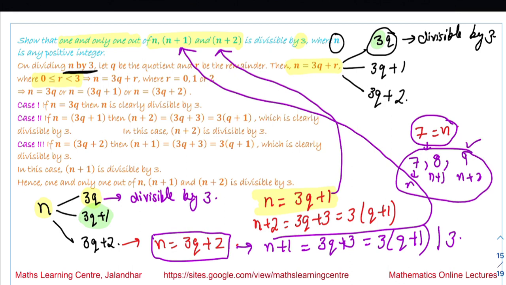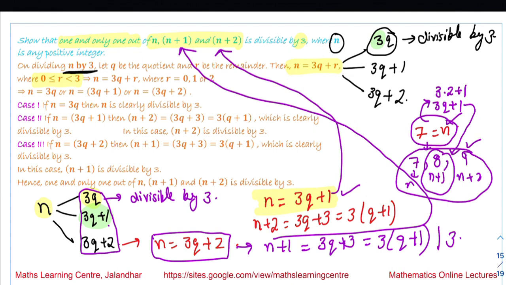So what we have done, we are saying if we consider any number n, it can have 3 forms. Either it is of the form 3q, the form 3q plus 1, or the form 3q plus 2. If I am talking about n is equal to 7, it is 3 into 2 plus 1, so this is of the form 3q plus 1. And we have seen over here, if it is of the form 3q plus 1, then n plus 2 is divisible by 3, that is, this number I am talking about, 9.